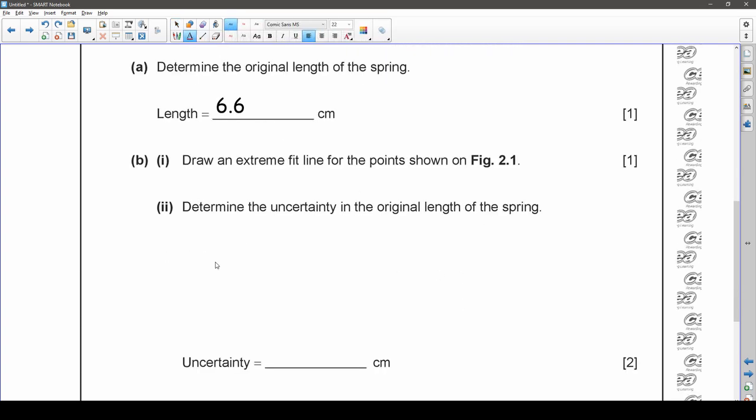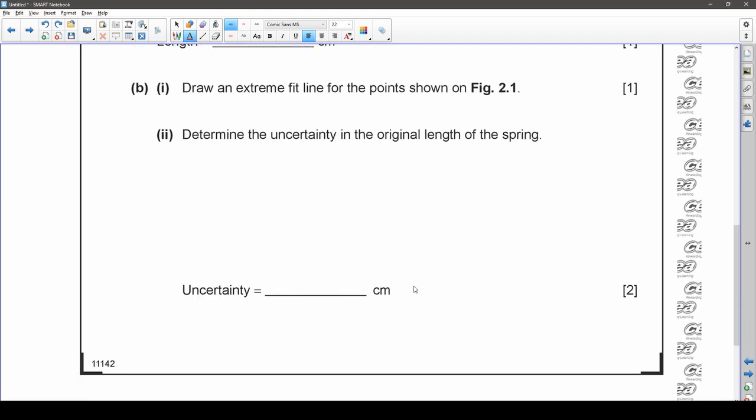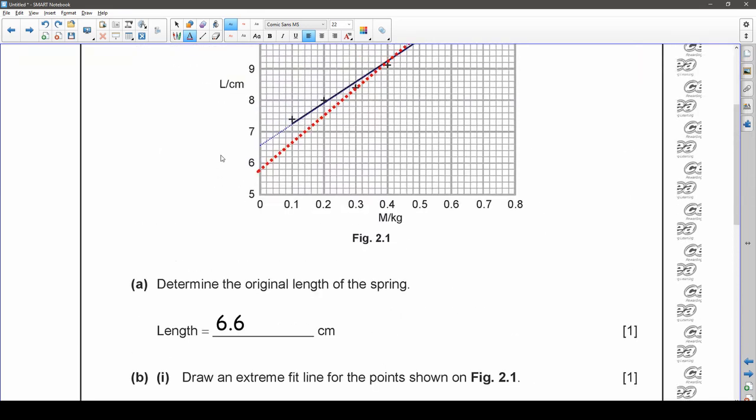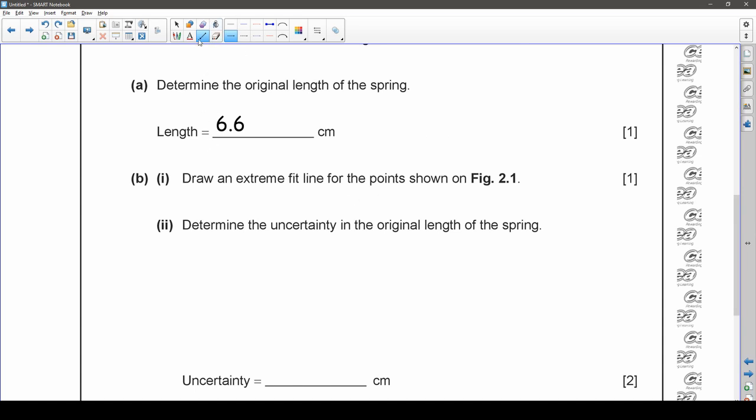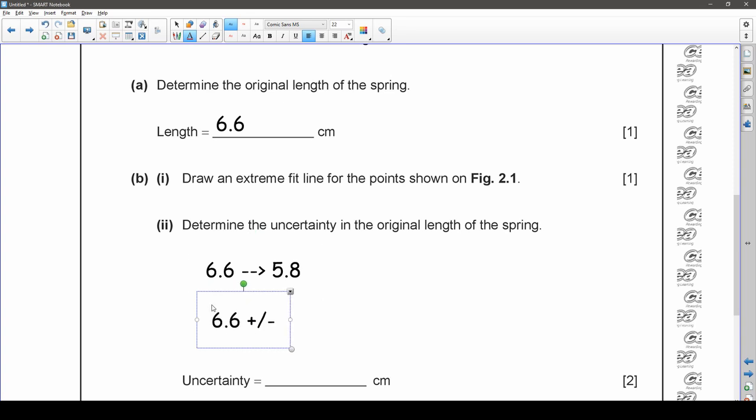And then determine the uncertainty in the original length of the spring. So the uncertainty here, we're looking for an absolute uncertainty because it's in centimeters. The uncertainty is the error in your measurement. We've said it's 6.6 as if we're confident, but we've basically said that anything between 6.6 and 5.8 is realistically possible. So what I'm really saying is that my answer is 6.6, but it could go down as low as 5.8. So that means that it's 6.6 plus or minus 0.8, because we have to go down negative 0.8.